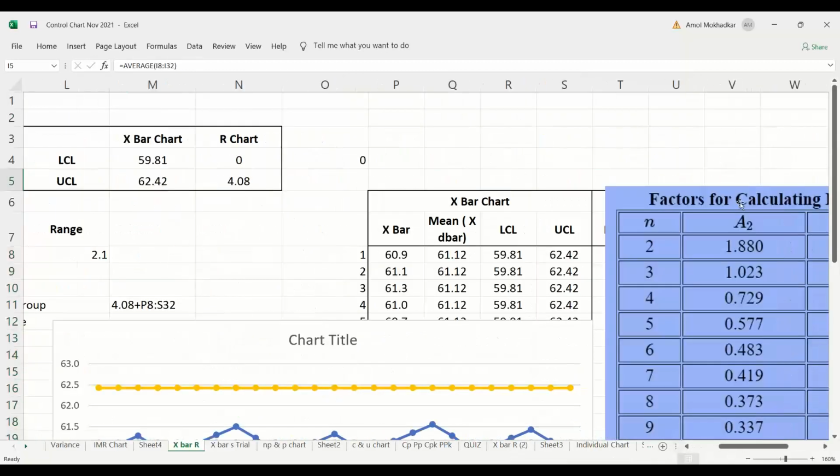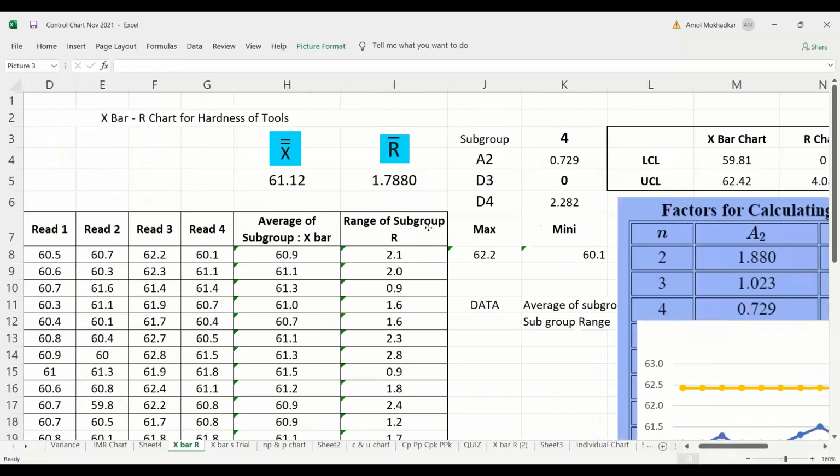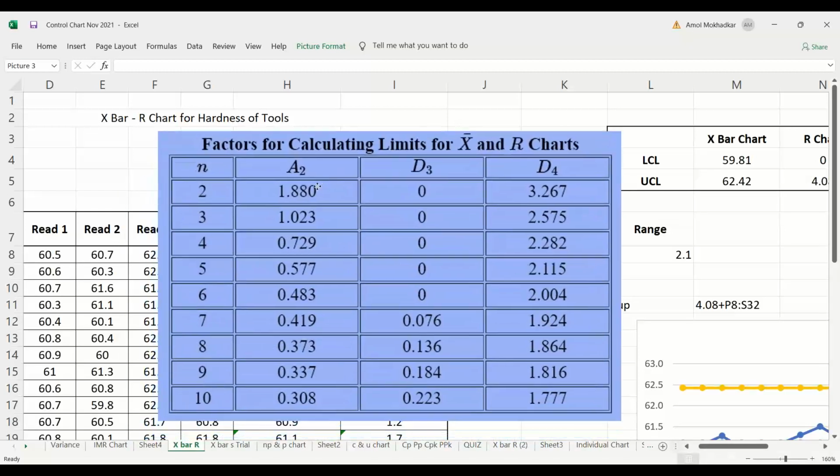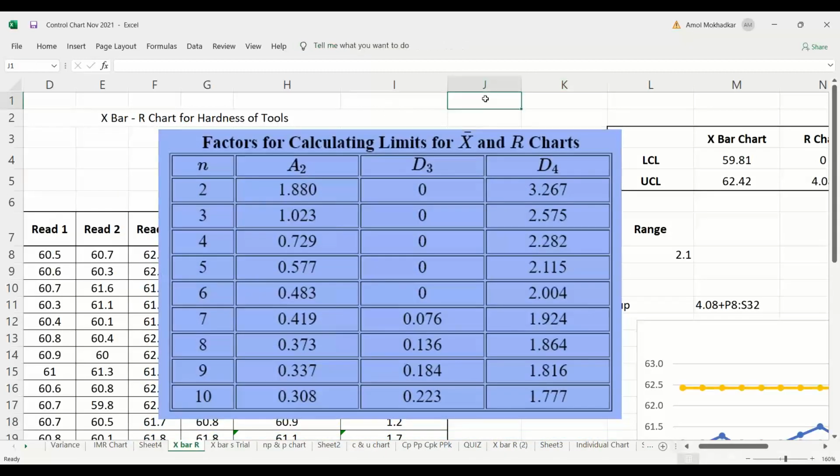Now you have the table of constants. Now tell me, what factors am I going to choose? For A2, what will be my factor? 0.729. Okay. And for D3? 0. And D4? 2.2, sorry, 2.282. Okay. So these are the values we are going to use.